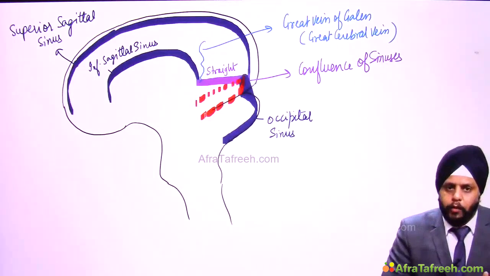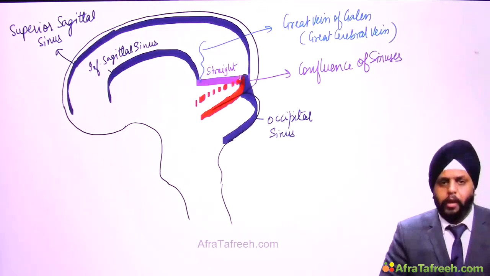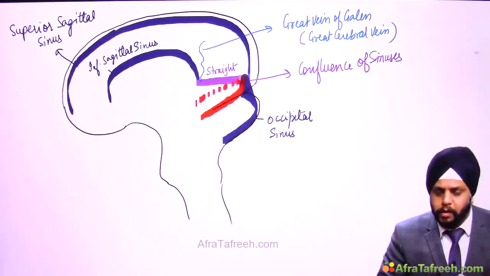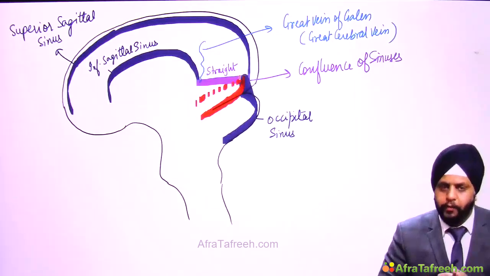Both of them are twins, right? Both these sinuses are twins. They look like each other. They arise from the same point, the confluence of sinuses. So these are our grandchildren for this family.